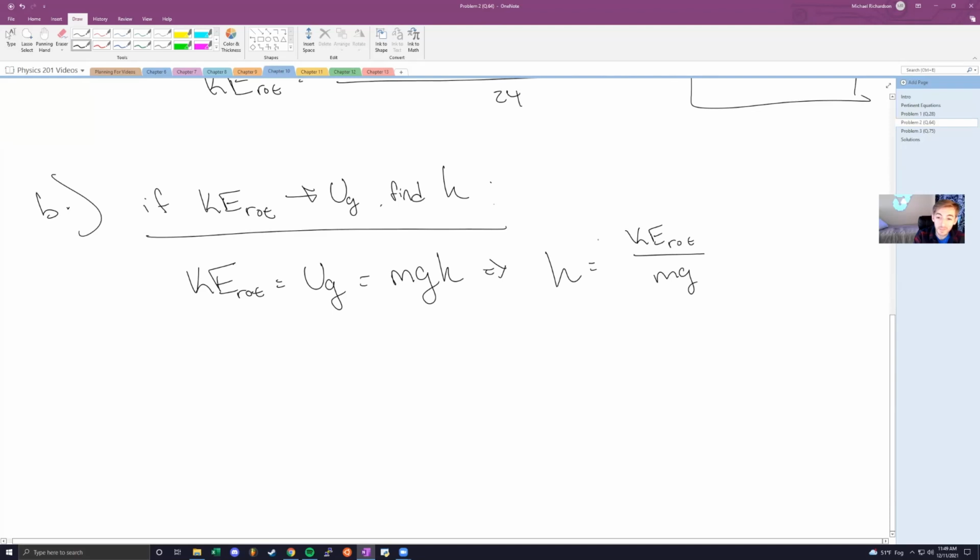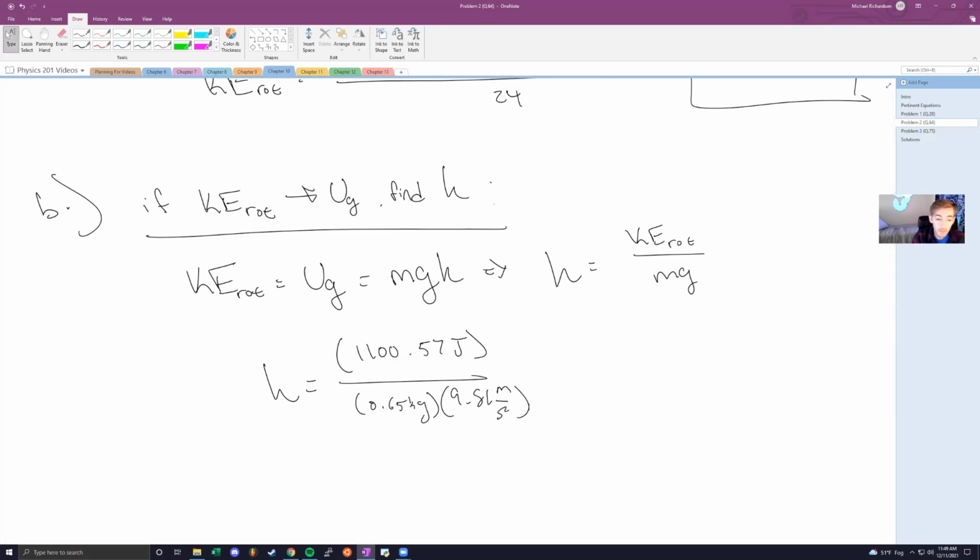And now it's just a matter of plugging in our values. So we get that this is going to be 1,100.57 joules divided by our mass, which is 0.65 kilograms, and gravity, which is 9.81 meters per second squared. And we get a total height of 172.5 meters. This is really far.